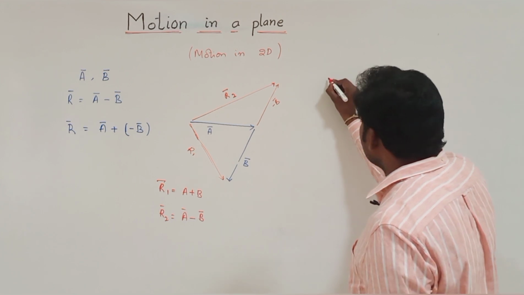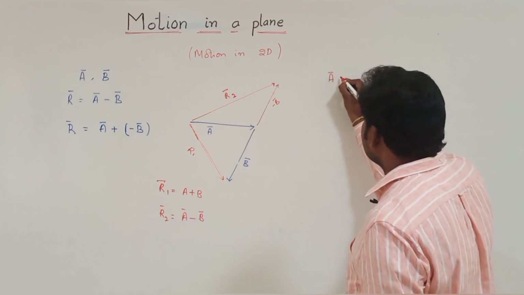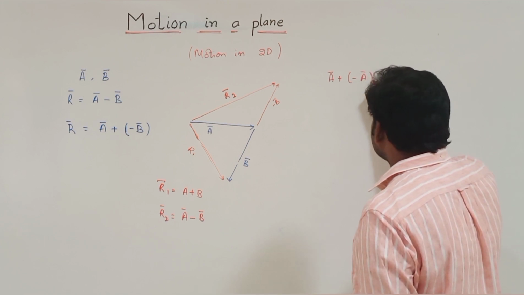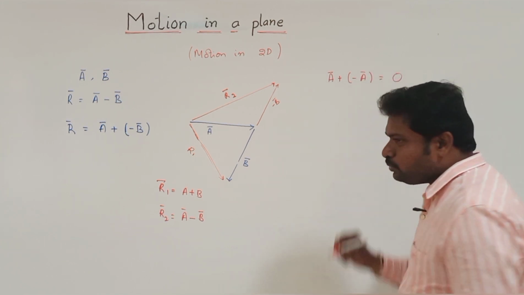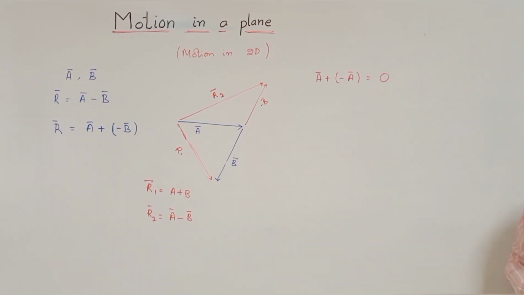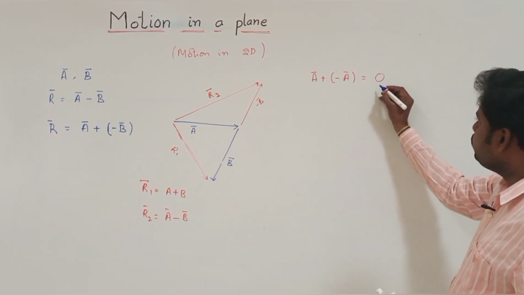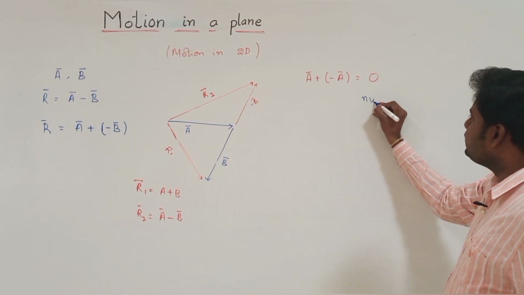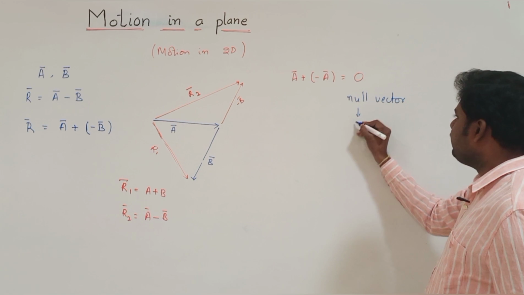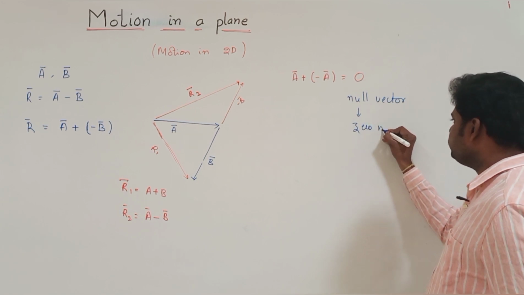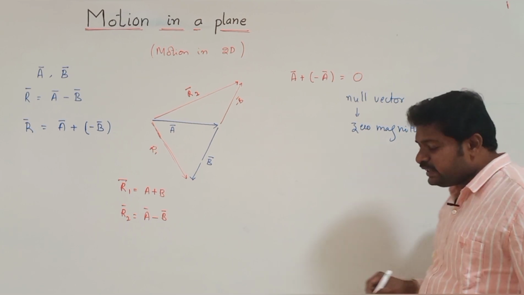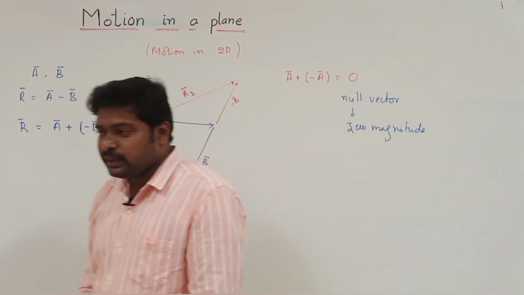Now, suppose vector A is there and you are subtracting the same vector, what is that? It becomes 0. If vector A is subtracted by again vector A, what is that? That is 0 vector, which is called a null vector, which is having 0 magnitude and unspecified direction.